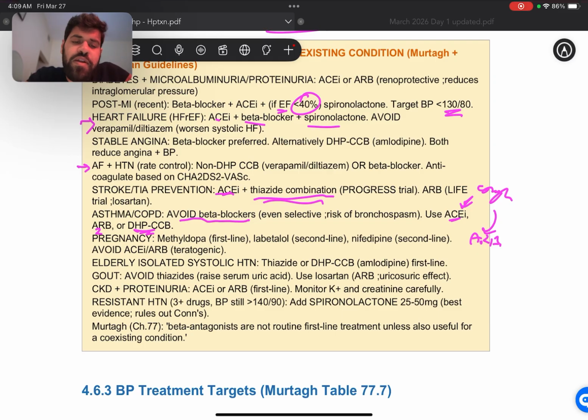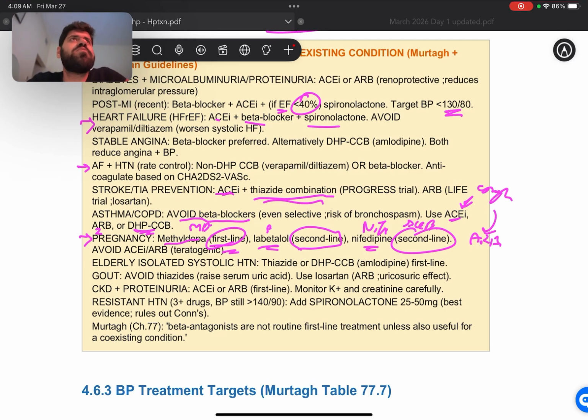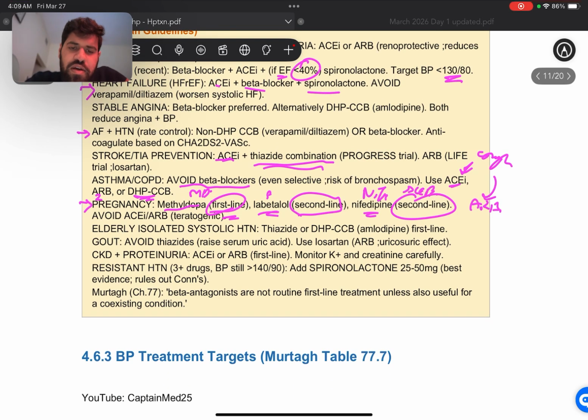Now for pregnancy, ACE inhibitors and ARBs are contraindicated. We use methyldopa as first line always for pregnancy, then labetalol as second line, then nifedipine as second line. So methyldopa, a beta blocker, and nifedipine, which is a CCB, right? Yes, that is a CCB. And we avoid ACE inhibitors and ARBs. For elderly patients with isolated systolic hypertension, we use thiazides or DHP CCB.